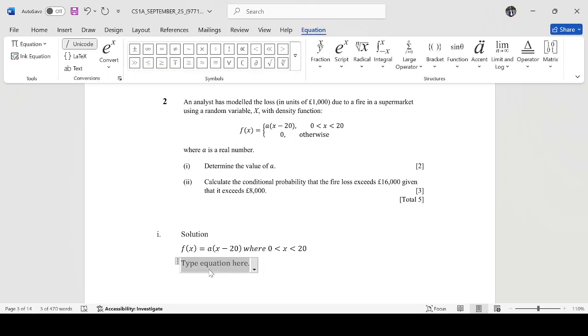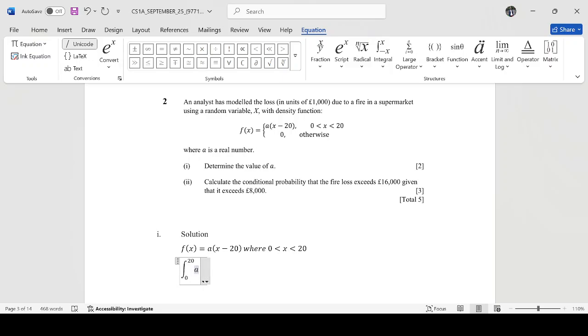So we insert our equation editor. Here we are using an integral. You insert your equation editor, then use backslash and then int. We can put the limits: the underscore puts the lower limit, and the caret puts the upper limit. The value of x lies between 0 and 20.